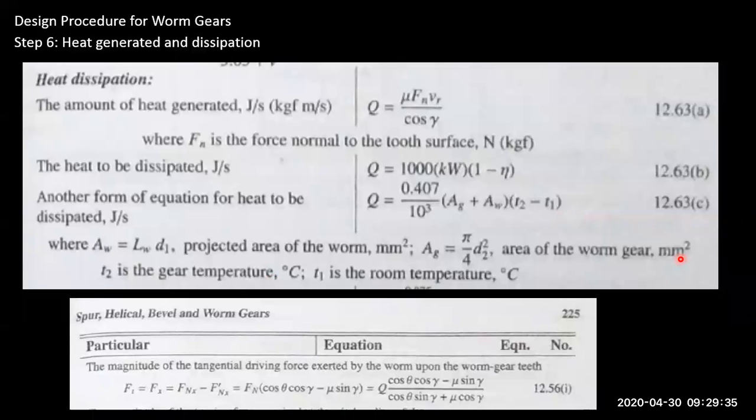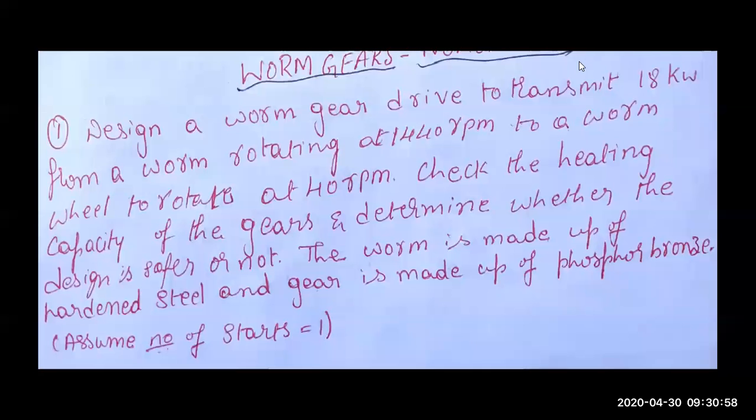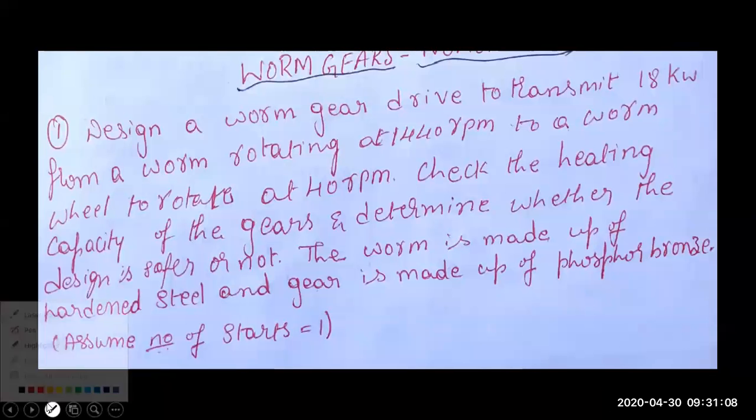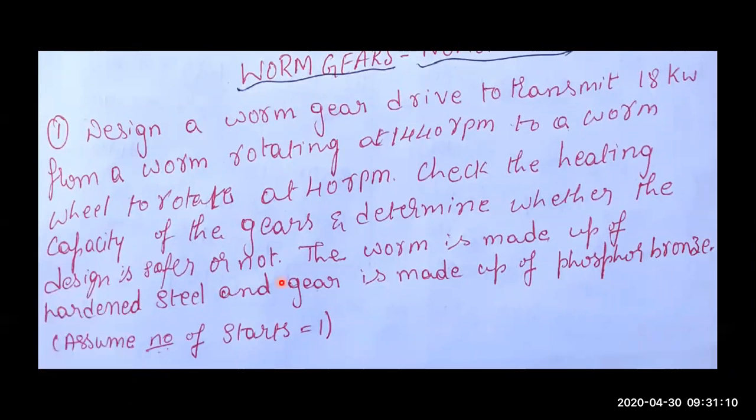So that's it for the design procedure. You can start off with the numerical. Okay, you can note down the first numerical on worm gear. We'll start off with the first numerical. We'll know what to design.